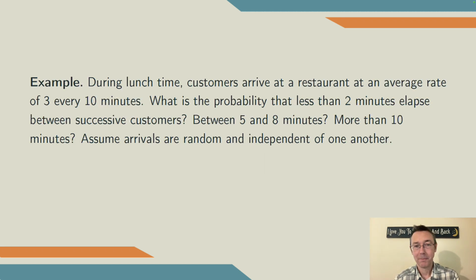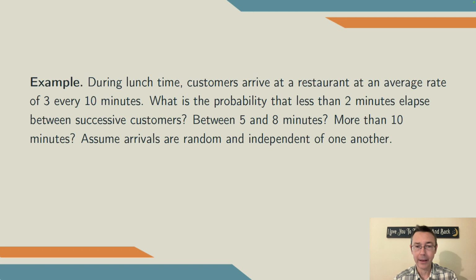Let's do an example. During lunchtime, customers arrive at a restaurant at an average rate of 3 every 10 minutes. What's the probability that less than 2 minutes elapse between successive customers? Between 5 and 8 minutes? More than 10 minutes? Assume arrivals are random and independent of one another.